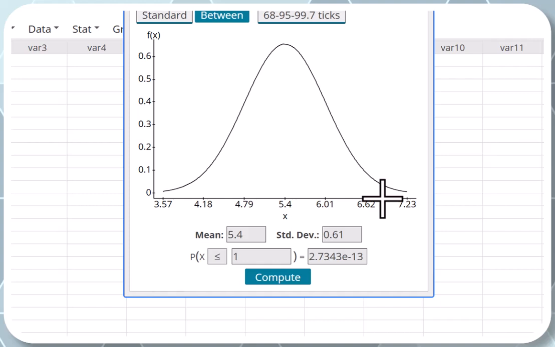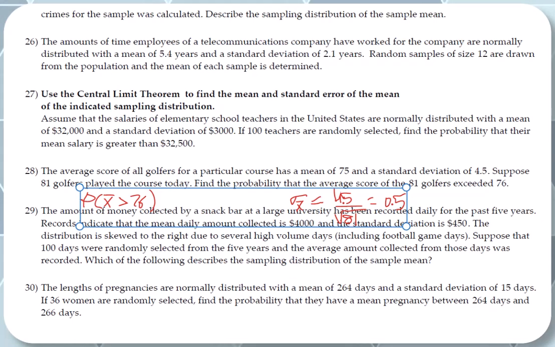So it will do it by standard deviation, and that's what the curve looks like. 27. Assume the salaries of elementary school teachers in the United States are normally distributed with a mean of 32,000 and standard deviation of 3,000. If 100 teachers are randomly selected, find the probability that their mean salary is greater than 32,500. Remember, the question is not about X here, it's about the sample mean. So this is a probability of X bar greater than 32,500.